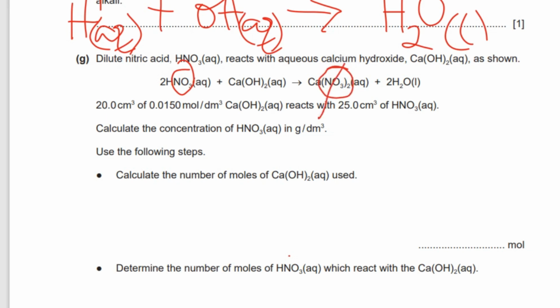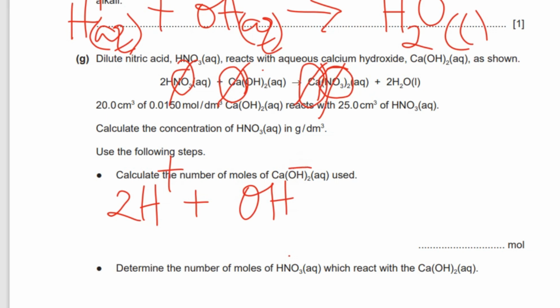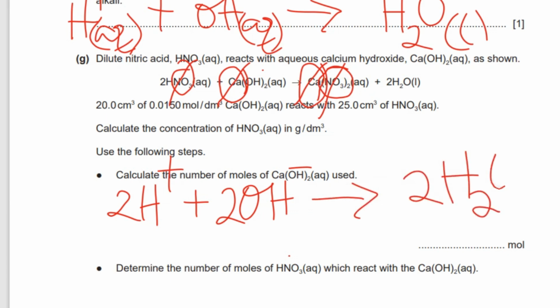Okay, so the nitrate ion is going to appear on both sides. Nitrate ion, we are going to strike that out. The calcium ion is going to appear on both sides. We are going to strike that out. So what we'll be having left will be the 2 hydrogen ion, aqueous, plus the 2 OH ion, aqueous, to give you 2 water molecules. Okay, so you could just see the difference. The difference is having to balance the equation.